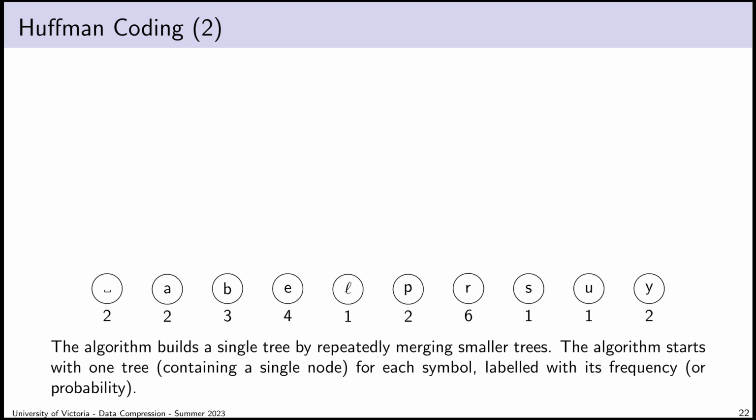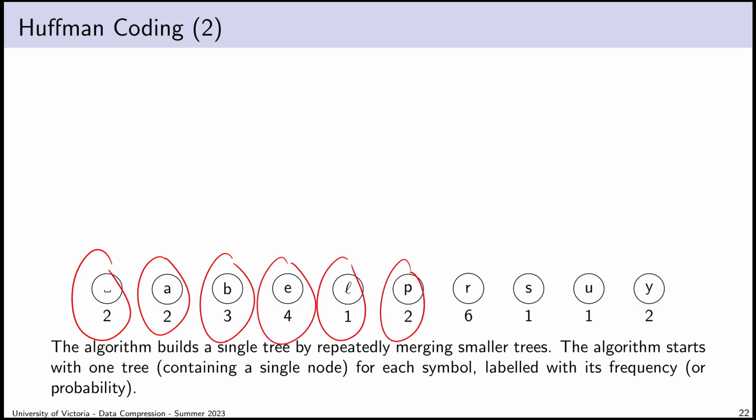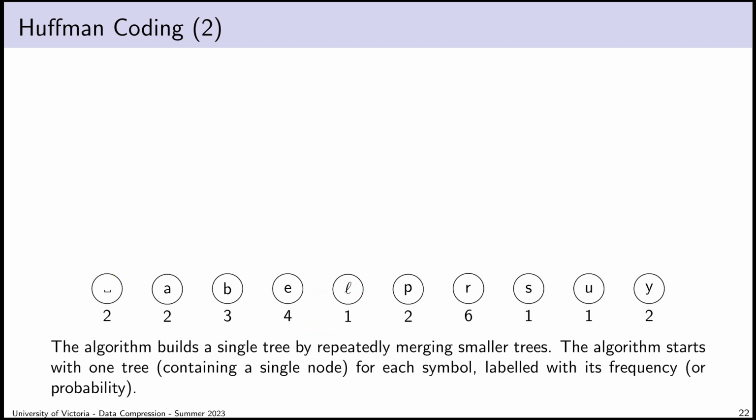And in fact, at the beginning, we begin with single node trees. So a whole forest of trees with one node apiece. And then at each step, I merge two of them together to make one larger tree. And I just keep doing this until there is only one tree left.